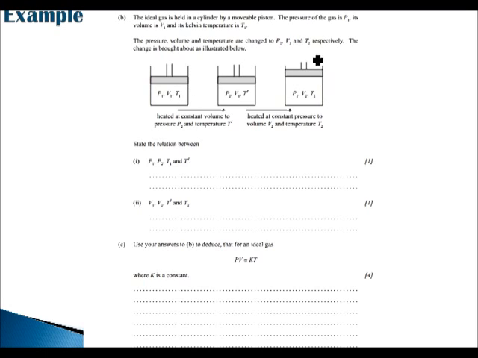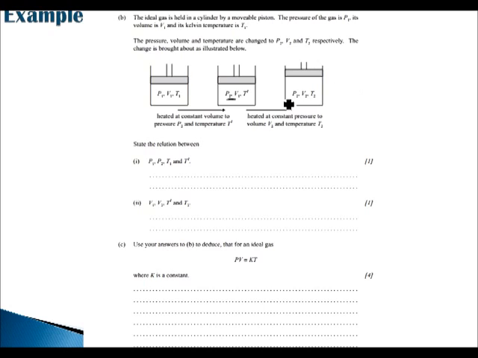Now what we have in this situation is the volume remains constant. The pressure moves to P2, and the temperature goes to some intermediate value, T prime. So it's heated at a constant volume to pressure P2 and temperature T prime, and then it is heated at constant pressure. So at first we keep the volume constant, then we keep the pressure constant to volume V2 and temperature T2. So state the relation between P1, P2, T1, T prime, and V1, V2, T prime, T2.